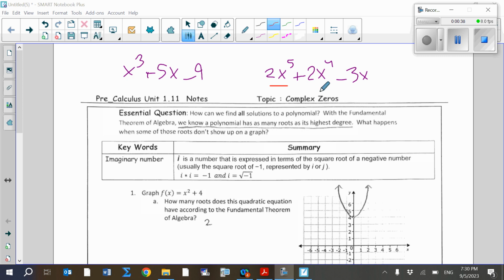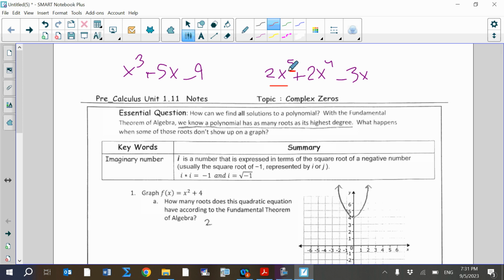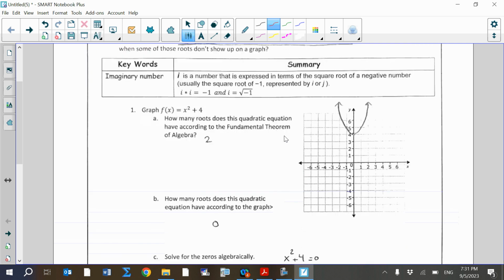Or this example, 2x^5 + 2x^4 - 3x. The term with the highest exponent is this one, so the degree of this polynomial is 5. That means it has 5 roots. But what happens when some of those roots don't show up on a graph? So let's figure this out.